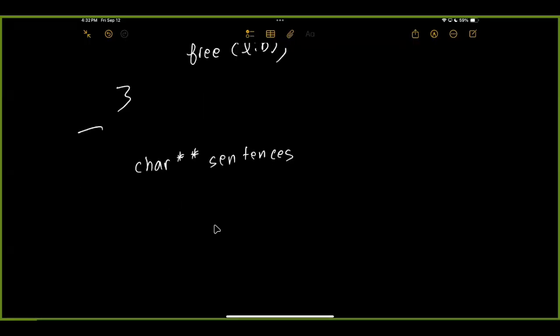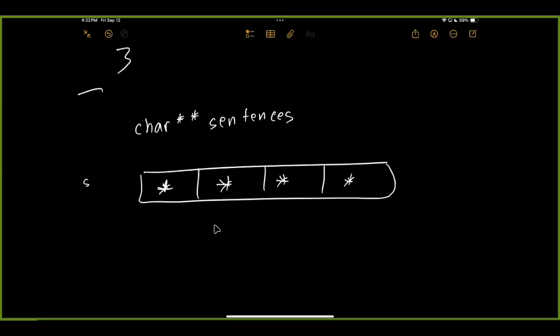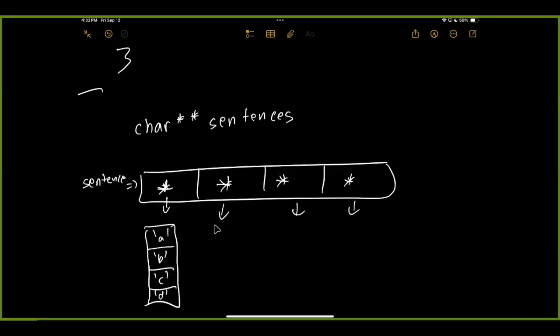It would be a character pointer, and each and every index would be a character pointer. So sentences will point to an array of character pointers, and in turn, these pointers will point to an array of characters, aka a string. It could be anything like A, B, C, D, same for here. So I want to free this memory first. Then once I'm done with it, I'm going to free sentences.